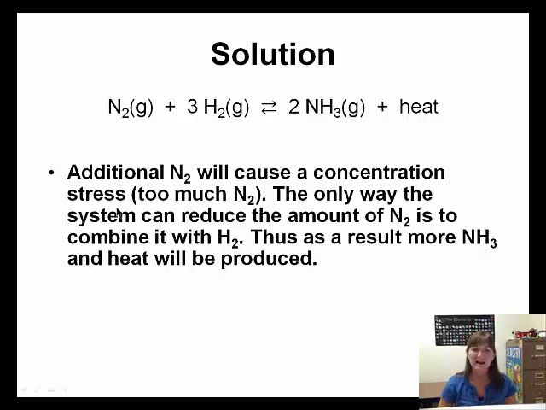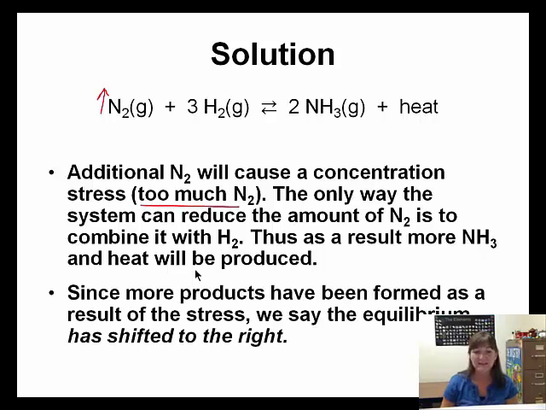So additional nitrogen. My stress was, I have the system at equilibrium and we increase the amount of nitrogen. So additional nitrogen is going to cause a concentration stress. The problem is we have too much nitrogen. So the only way that this system can reduce the amount of nitrogen is to combine it with hydrogen. Thus, as a result, more ammonia and heat are going to be produced. Since more products have been formed as a result of this stress, we say that the equilibrium has shifted to the right. So by increasing the concentration of the nitrogen, that causes this equilibrium to shift to the right, producing more ammonia and heat, and decreasing the amount of nitrogen and hydrogen.